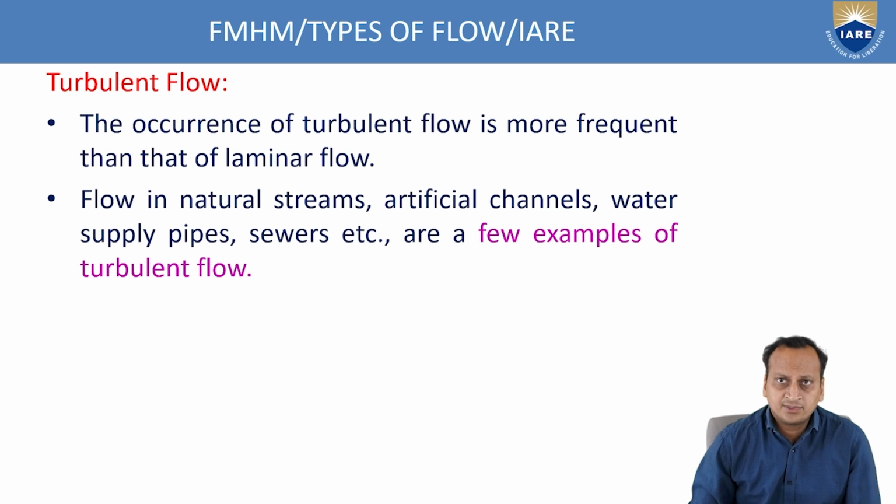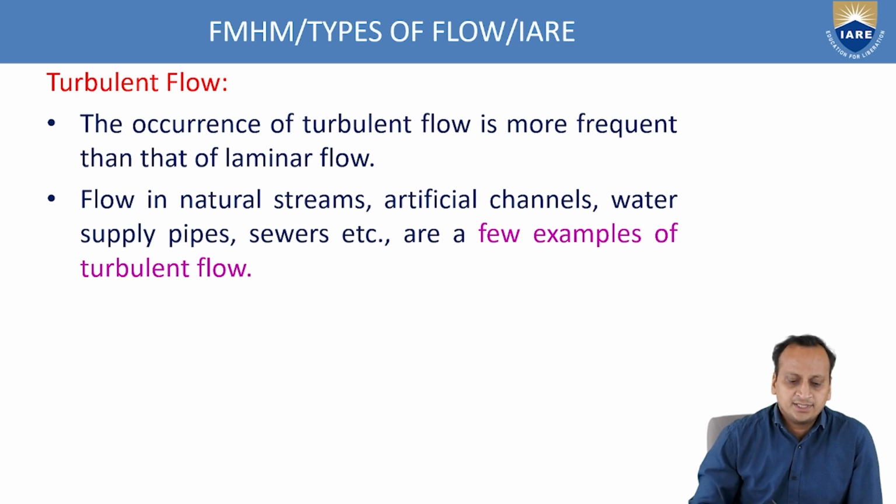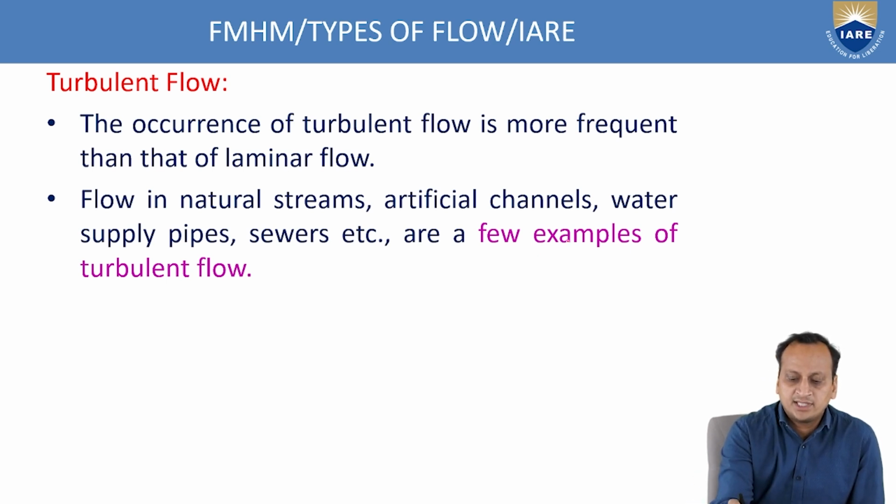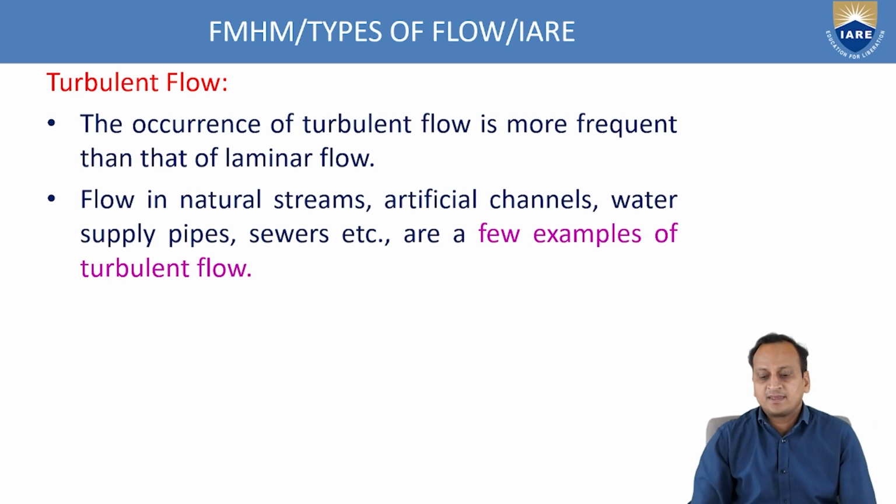The occurrence of turbulent flow is more frequent than that of laminar flow. Examples are flow in natural streams, artificial channels, water supply pipes, sewers, etc.